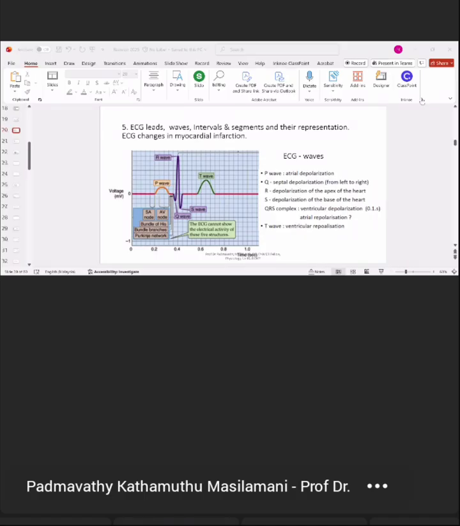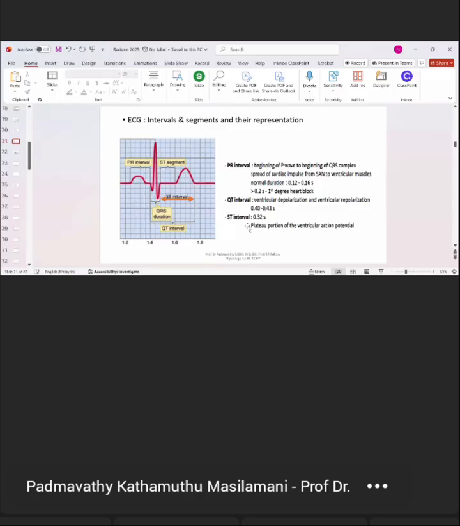Yes. Okay, so I think everybody is familiar with this slide, right? The P wave, QRS, and T wave. The P wave is atrial depolarization, QRS is ventricular depolarization, and T wave is ventricular repolarization. Next comes the important one, the intervals and segments. All of you know the intervals cover one or more waves, but segments will not have any wave, right? For example, PR interval and ST segment.